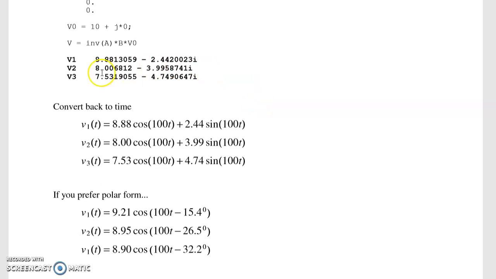What the complex number means: the real part is cosine, minus j is sine. So V1 is 8.8 cosine 100t plus 2.4 sine 100t. Likewise for V2 and V3. If you prefer polar form, you can also write it this way. Either answer is correct. Pick your favorite. I personally prefer rectangular form.